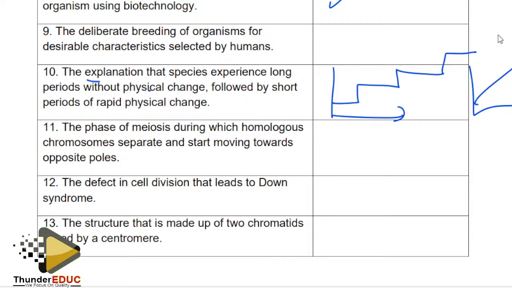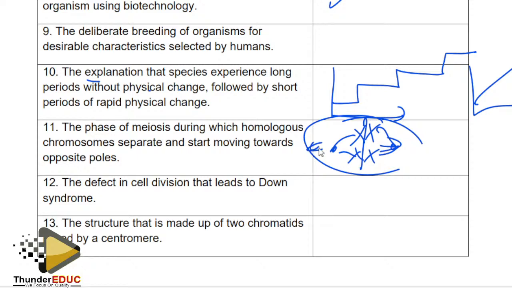Then you just know the steps, and that is called punctuated equilibrium. Then the phase of meiosis, during which homologous chromosomes separate and start moving towards the opposite poles. Homologous chromosomes are being separated and then they move to opposite poles. So they are looking at the next phase after this, so it is anaphase 1 because they are saying homologous. Don't just say anaphase, it must be anaphase 1.